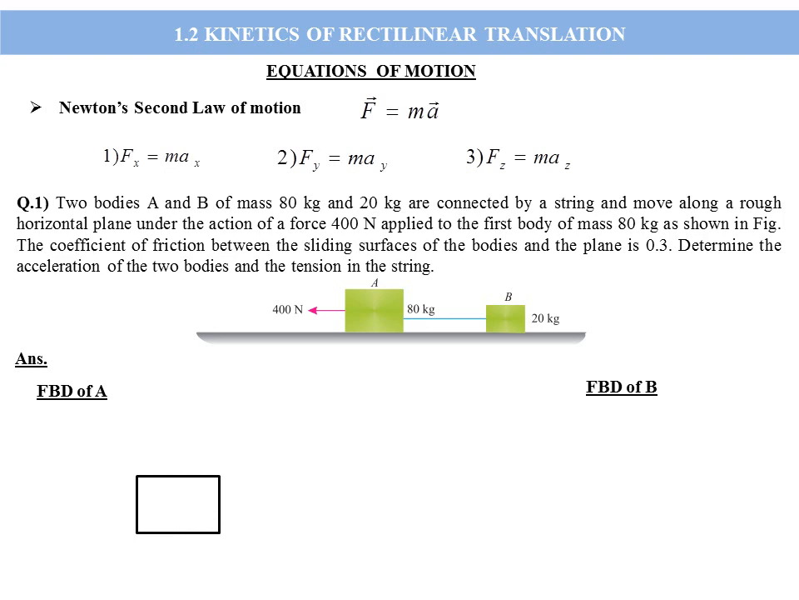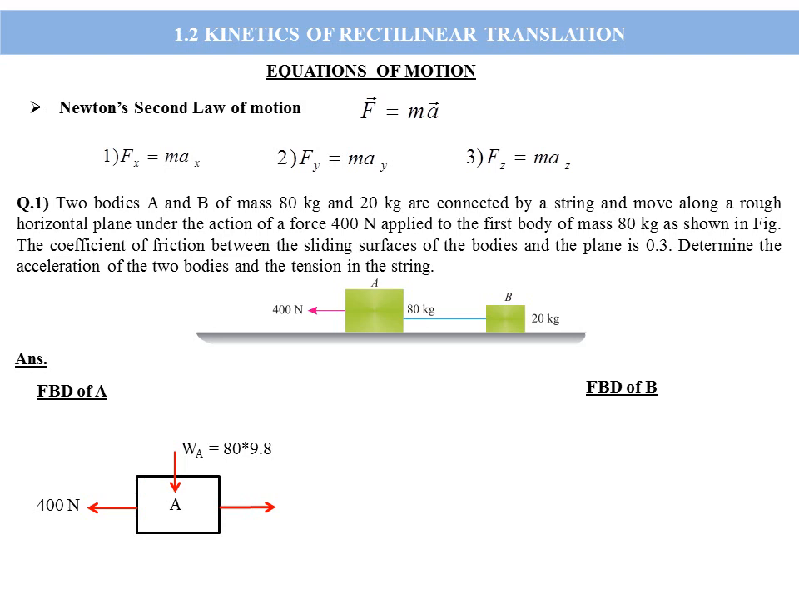Now, if you draw the free body diagram of A, the first thing is the weight, in the vertical downward direction, which is WA. The mass is given as 80 kilogram, so the weight of body A is 80 into 9.8. Now the external force of 400 Newton is acting, that is represented there. Then the tension in the string is acting in the right side direction, as we already discussed in module 2. The tension in the string is acting in the right side direction.